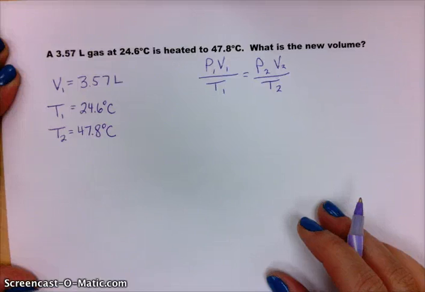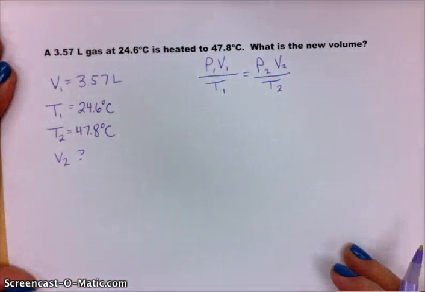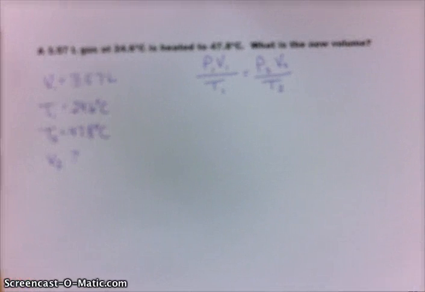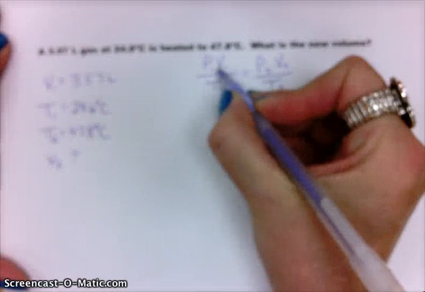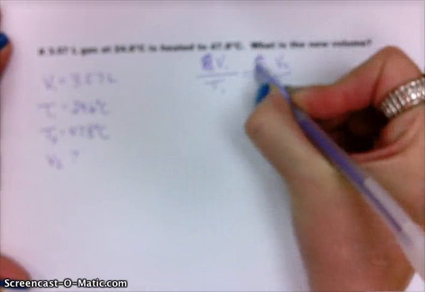What is the new volume? So V2 is my unknown. What about pressure? It didn't mention atmospheres or torrs or PSI. There was no mention of pressure at all. That's very convenient because then we can simply cross pressure out. We are going to assume it's the same on both sides. And multiplying both sides by the same number doesn't change anything.